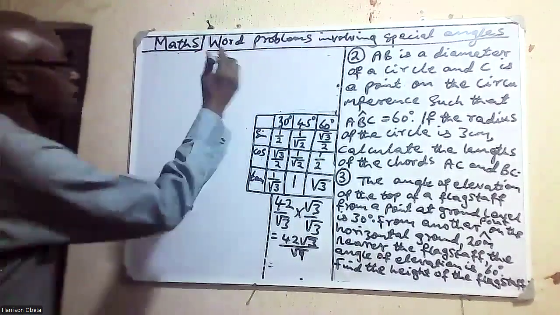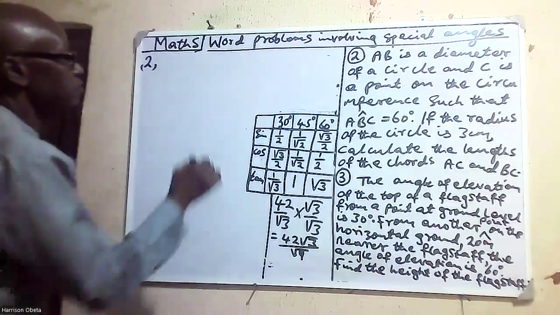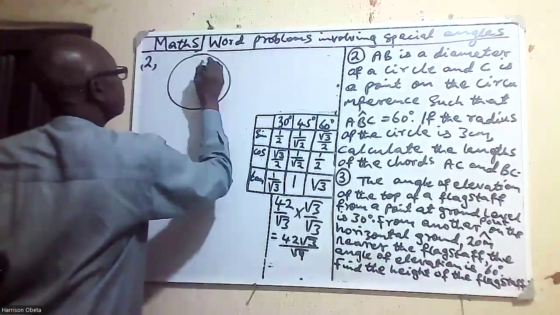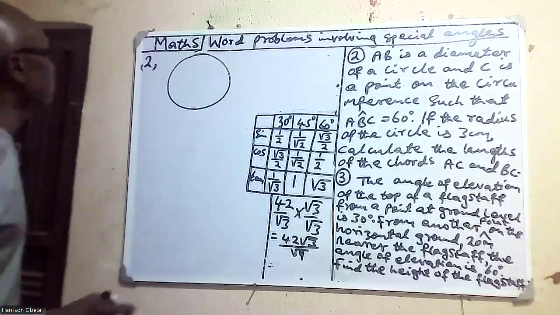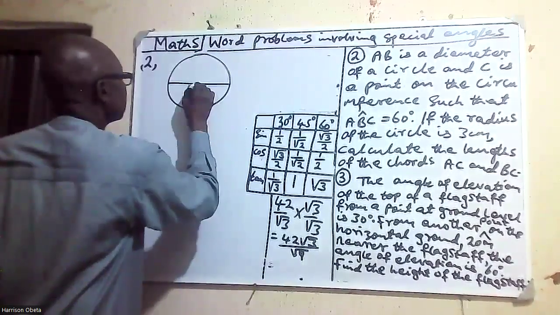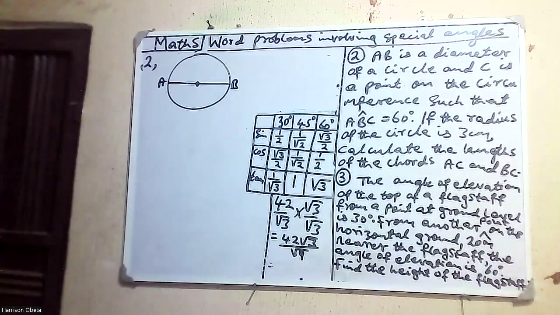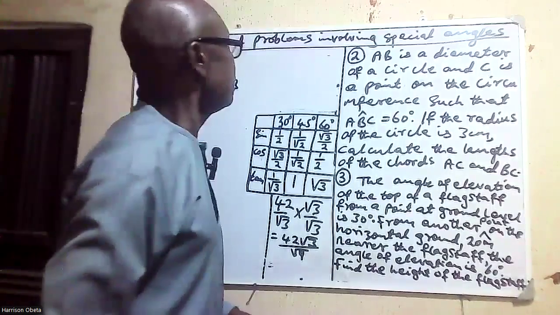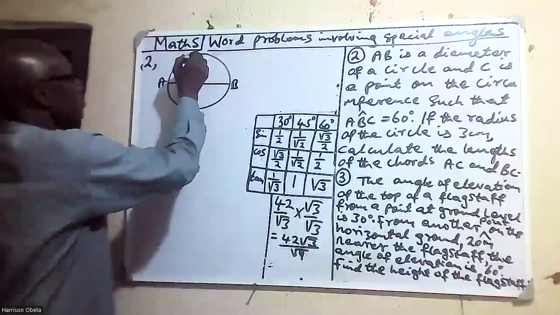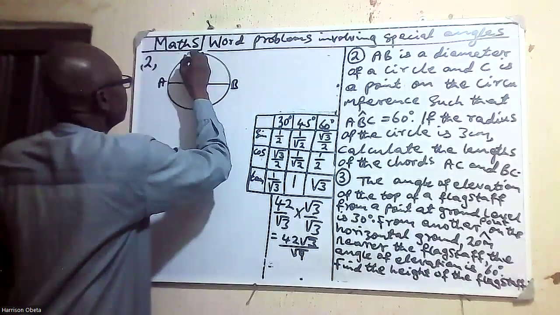Okay. So we're now tackling question number 2. And as I said earlier, the first thing is to draw our circle. If this is our circle, then we draw the diameter. So this is A, this is B. And then we were told that C is a point on the circumference such that ABC is 60. So let us locate C here. Let this be our C.